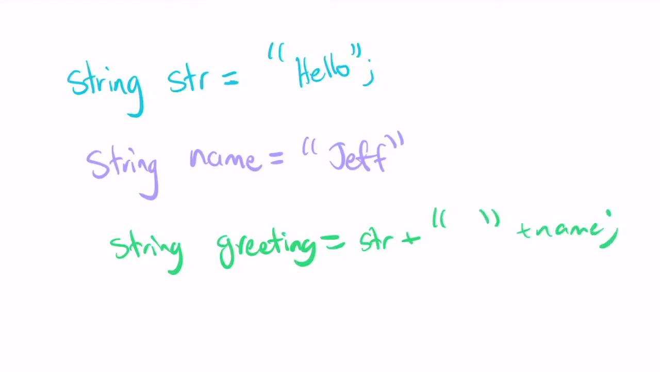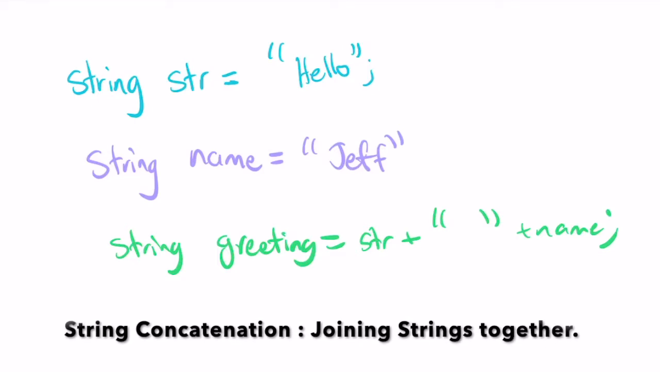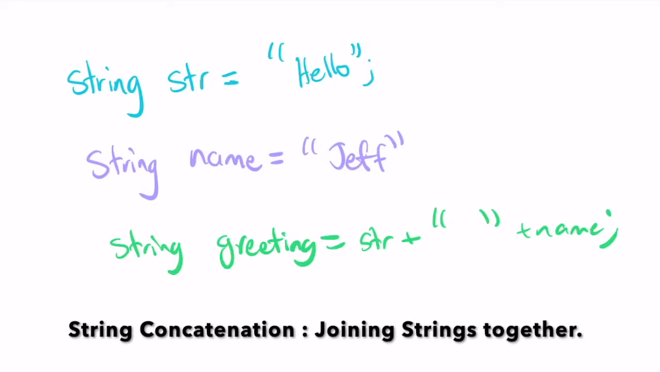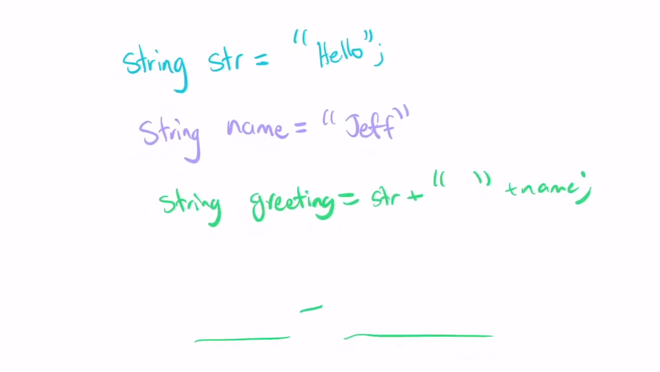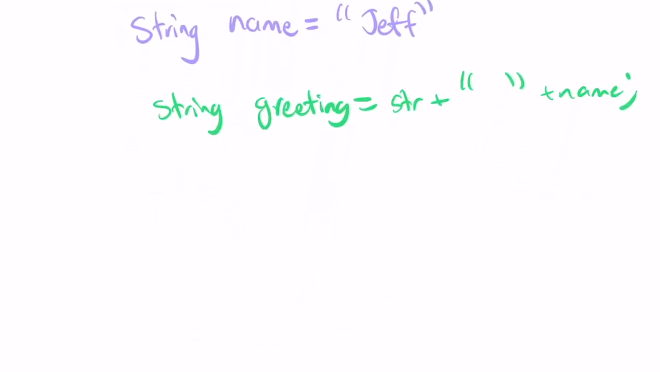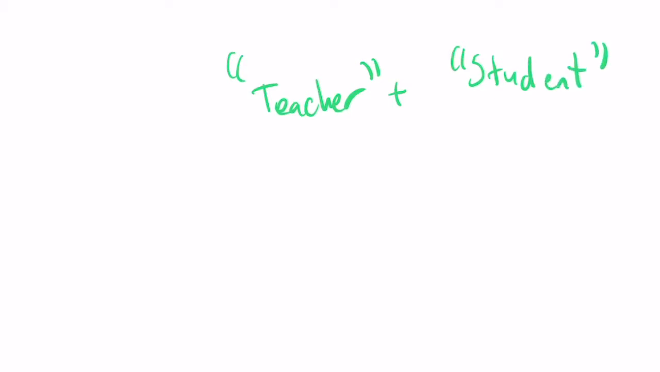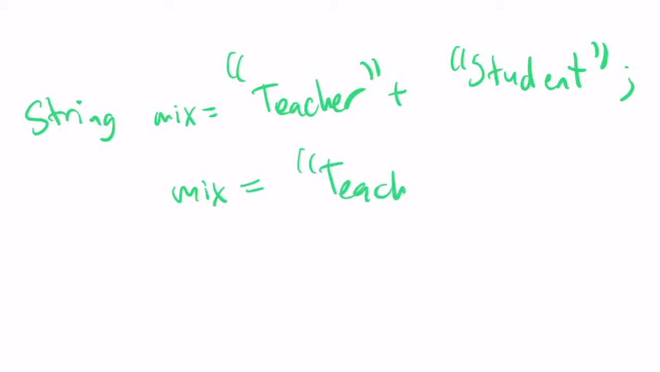This is known as string concatenation. String concatenation is when you just append two strings together. You just join them. Let's take any two strings. Let's say teacher plus student. And in order to indicate strings, remember that we use quotations. So string mix is equal to. What mix would be set to is literally just teacher student.